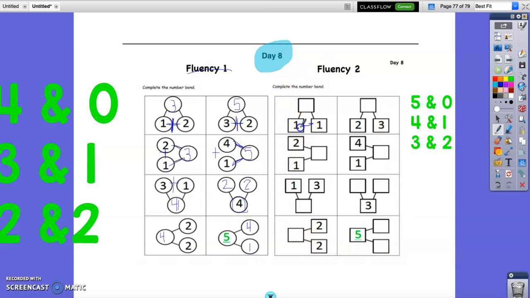So this side you're going to do by yourself. If the parts are together, you're going to add. If the whole is by itself, you have to come up with the two parts that make this number. Okay? What two parts make these numbers? Come up with another one besides 4 and 1.